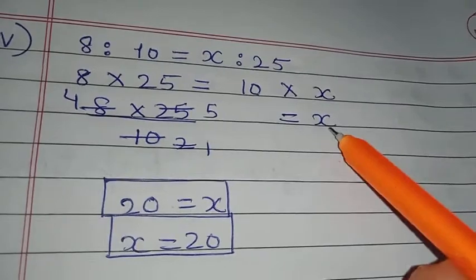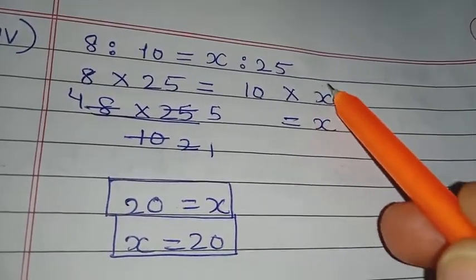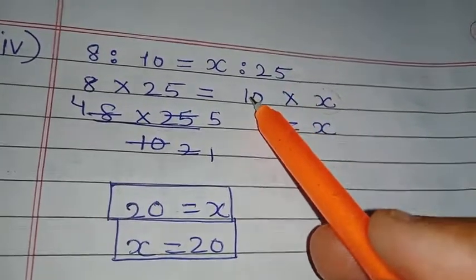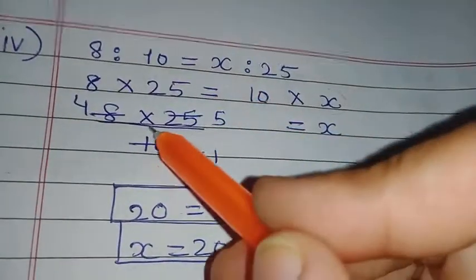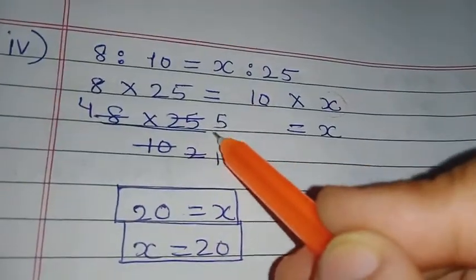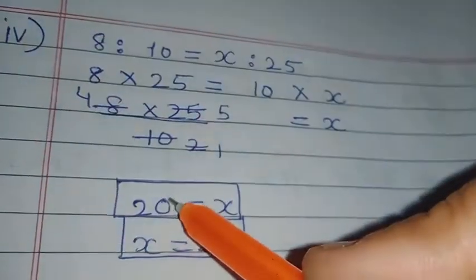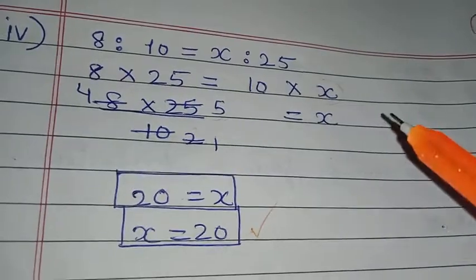So I have to find out value of x. So x I'll keep on RHS and multiplied by 10 I'll transpose to LHS. So here multiplied by 10 became divided by 10, right? So 5 2s are 10, 5 5s are 25. So 5 4s are 20. So x is equal to 20.